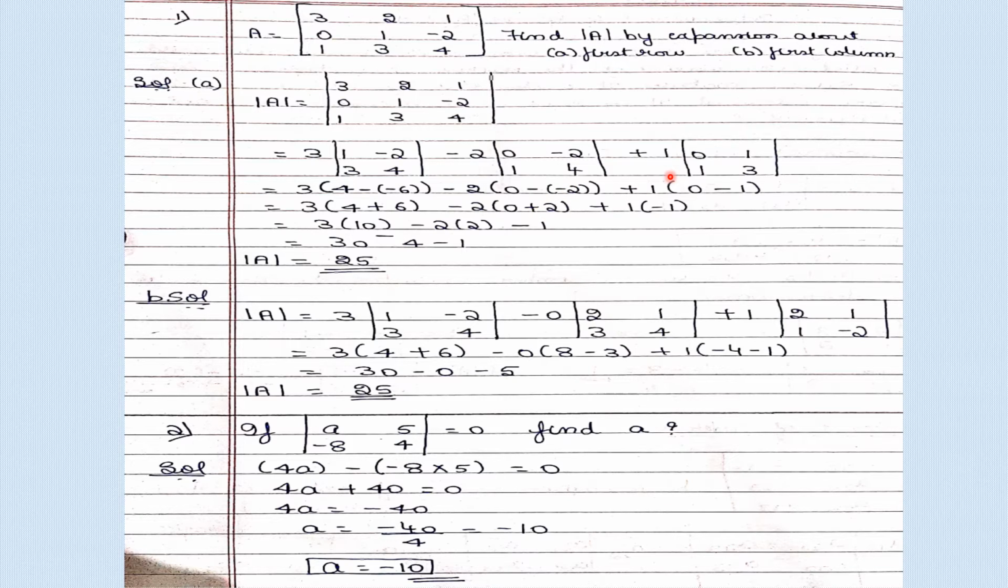So once again you will be having 1 here. 0 into 3 will become 0. 1 into 1 will become 1. So here you should use minus. So it is written as minus 1.